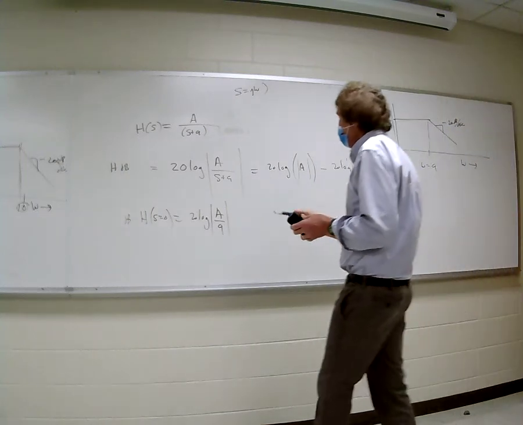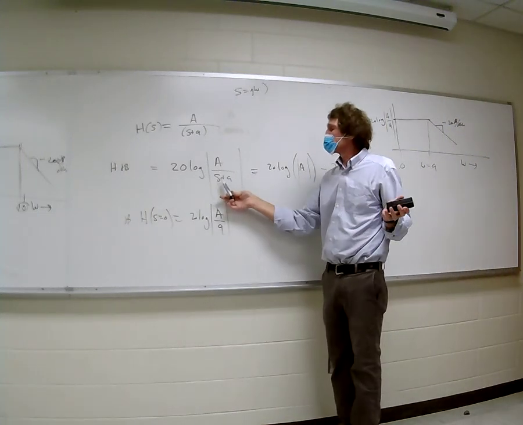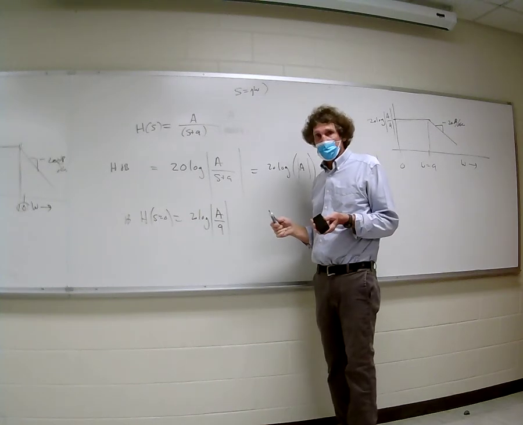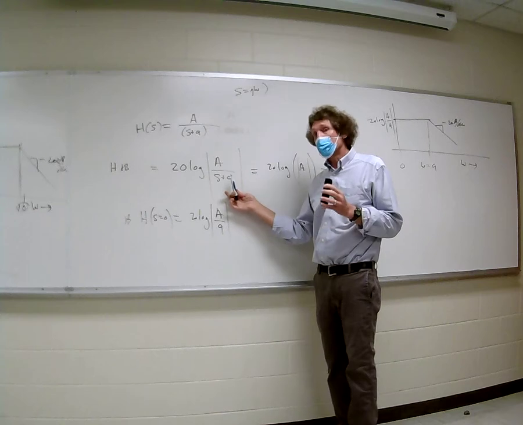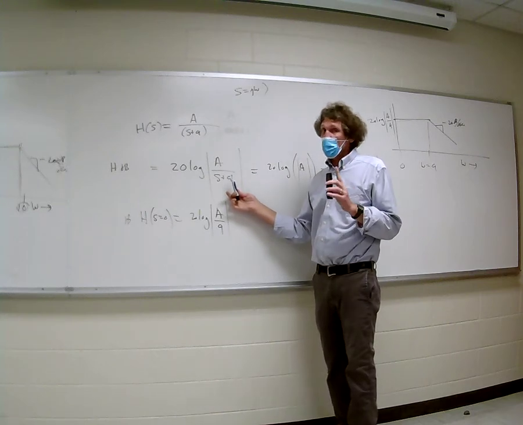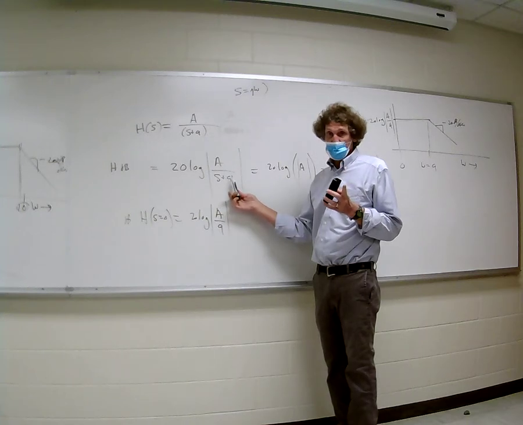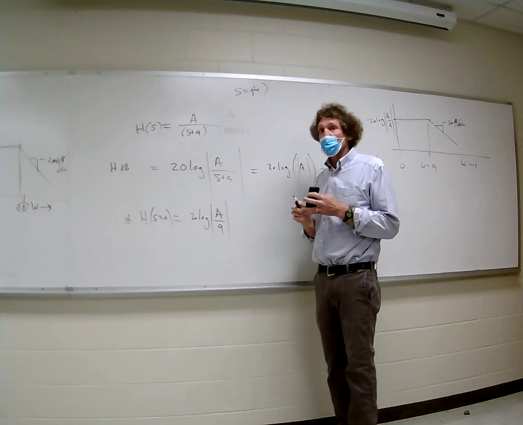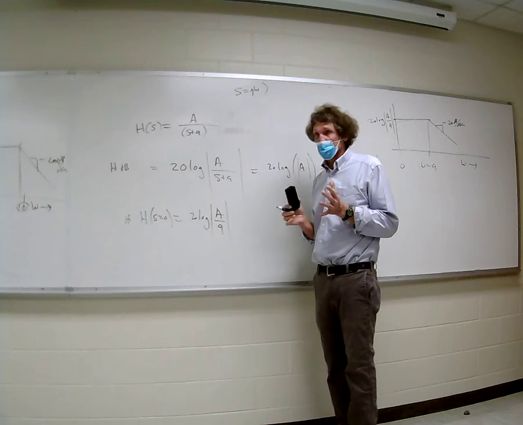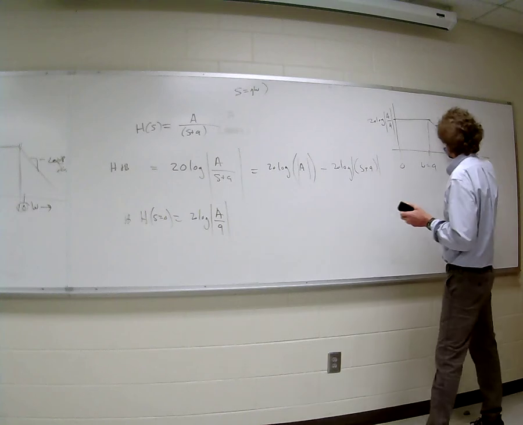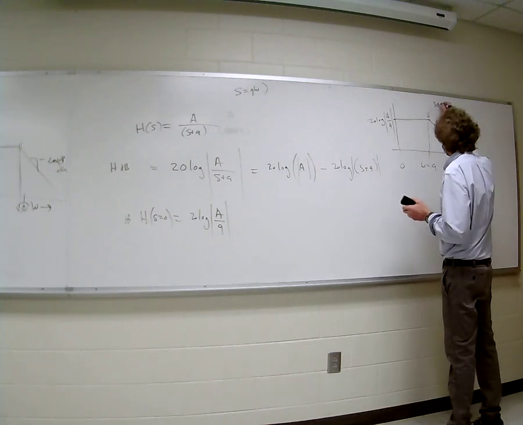See, as long as S is much, much less than A, then this is basically capital A over small a. As soon as S becomes comparable, when S's magnitude is equal to A, then this becomes the square root of 2. And if you take 20 times the log of the square root of 2, you get 3 dB, and you're going to be down. So this is really called a 3 dB point. You can put that down there, but it's not essential.